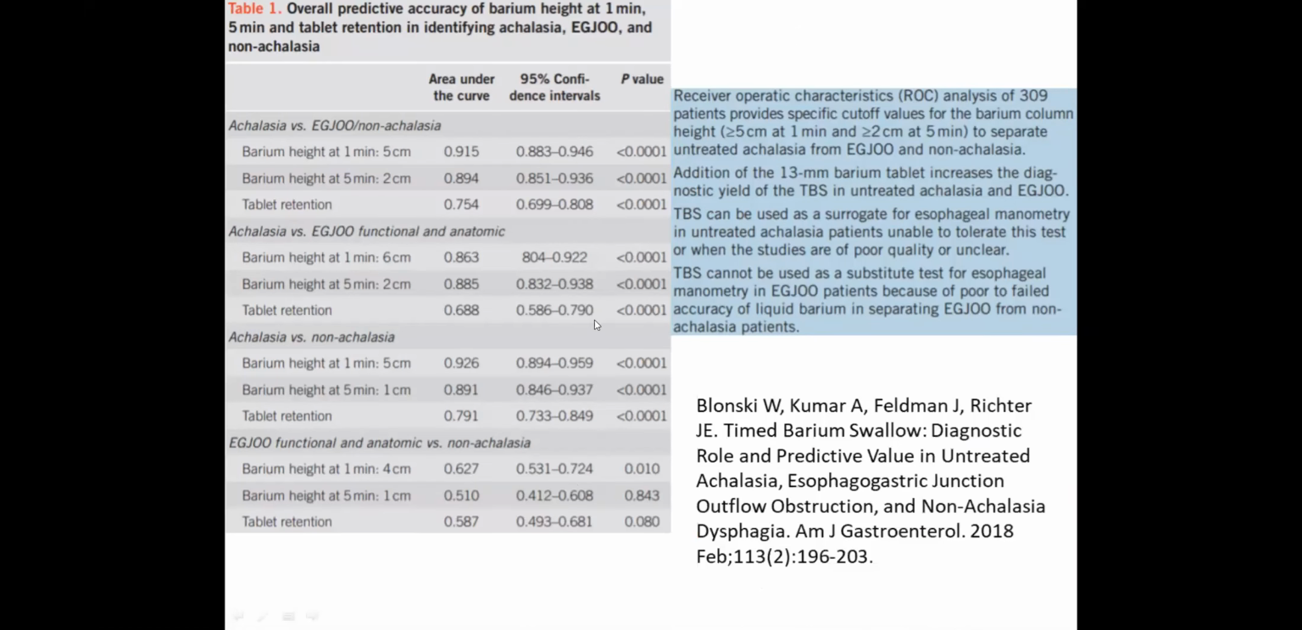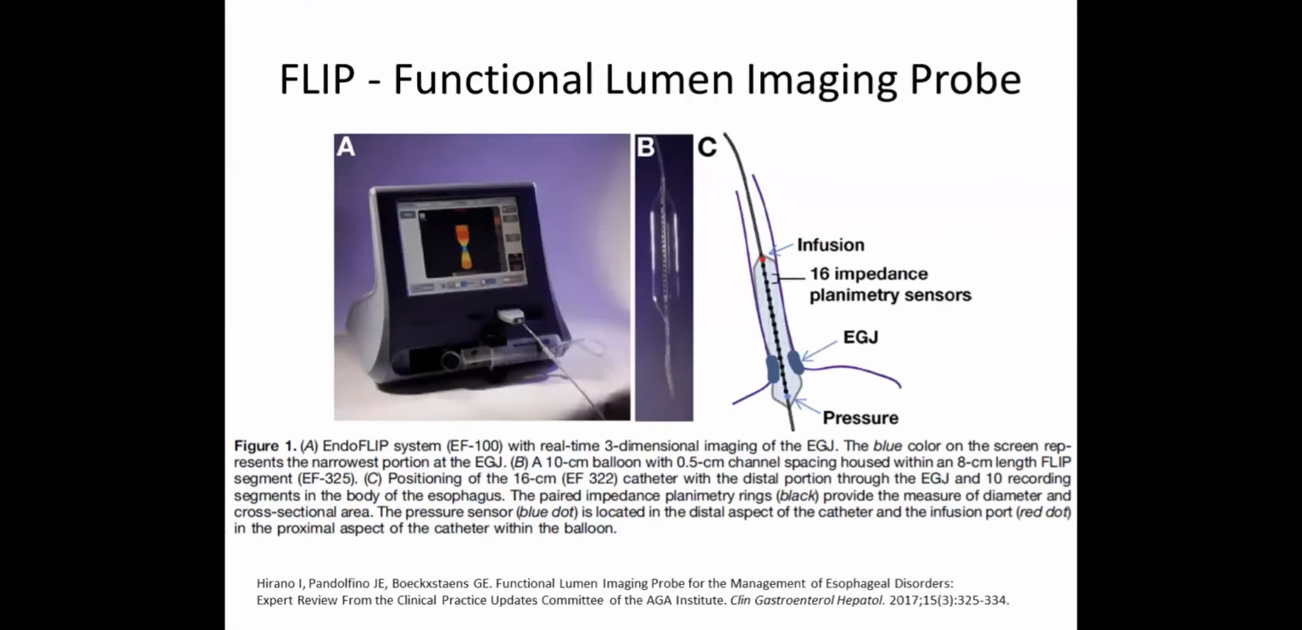Right, so this is a paper actually showing you that the cutoff that they are using for barium, right? For example, they will look at the barium column height, right? More than 5 centimeters at 1 minute after swallowing the barium, and more than 2 cm at 5 minutes, right? Can actually differentiate significant EGJ obstruction, right? Either due to achalasia or EGJ outflow obstruction.